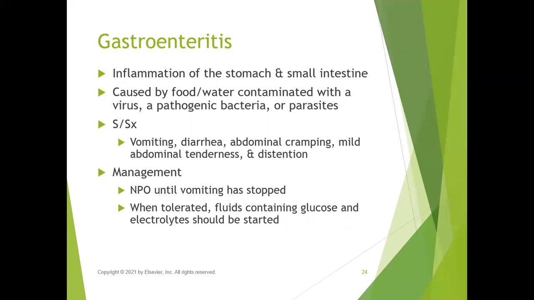Gastroenteritis. Gastroenteritis is an inflammation of the stomach and small intestine. It is caused by food or water that's contaminated with a virus, a pathogenic bacteria, or parasites. Vomiting, diarrhea, abdominal cramping, mild abdominal tenderness, and distension may occur with gastroenteritis. One of the major causes of gastroenteritis is the norovirus.